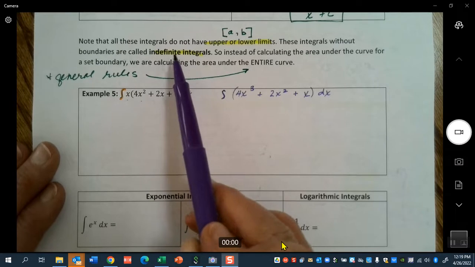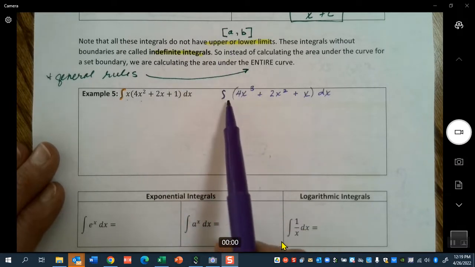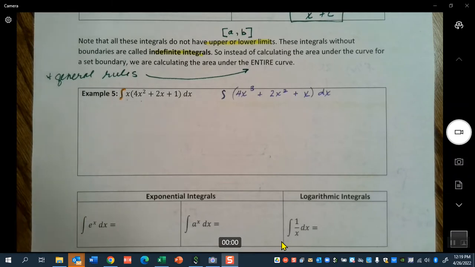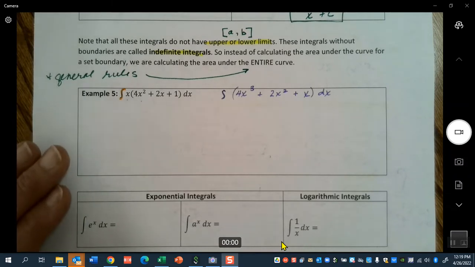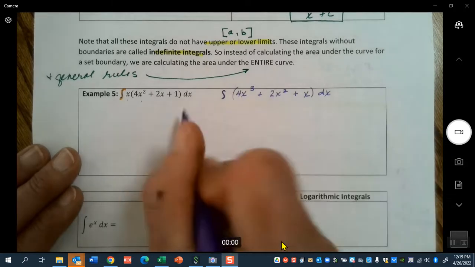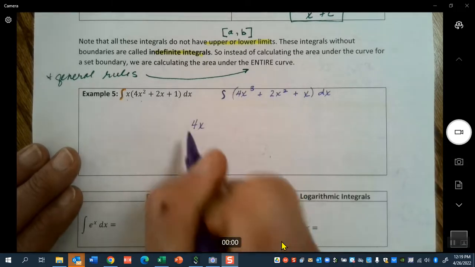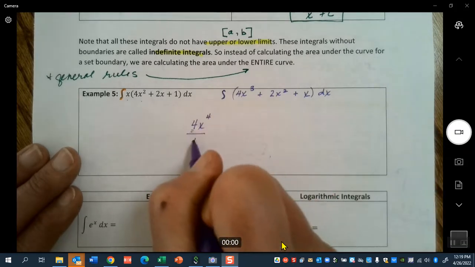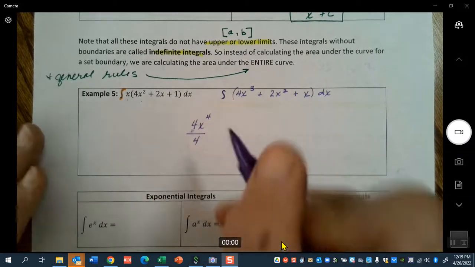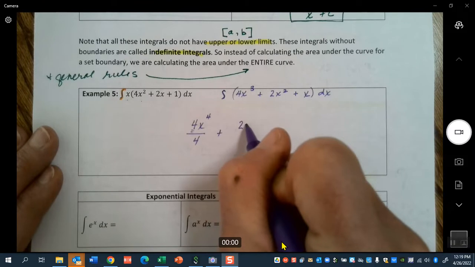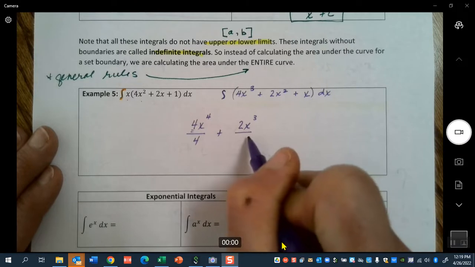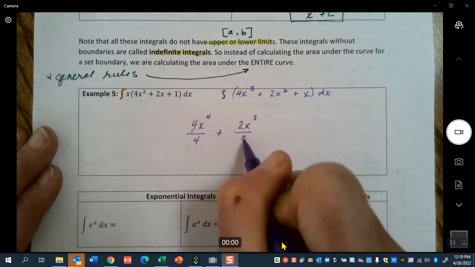Remember, they're indefinite integrals. We don't have an upper or lower boundary. So what we're doing is we're coming up with a general rule that we can apply when we are given that boundary. So here we go. Let's take this first term, and this 4 comes along for the ride, so don't forget about him. My exponent goes up one more, and I'm dividing by the exponent. This 2 comes along for the ride. My exponent goes up 1, and then I'm dividing by my new exponent.